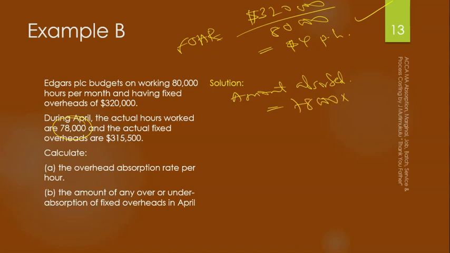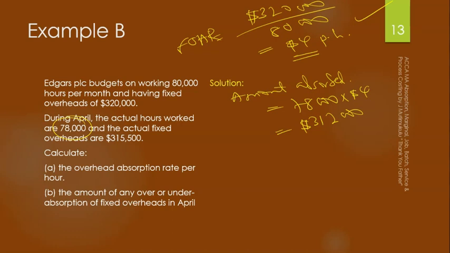We know that the overheads are being absorbed at $4 per hour. So we just have to multiply: 78,000 multiplied by $4 per hour. That's 312,000 as the amount which has been absorbed so far.